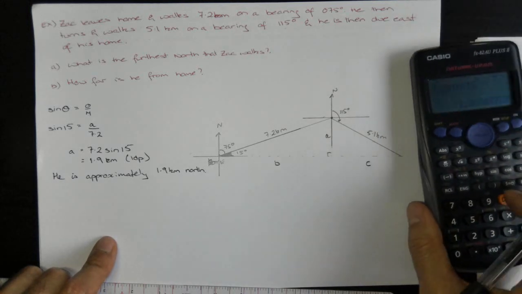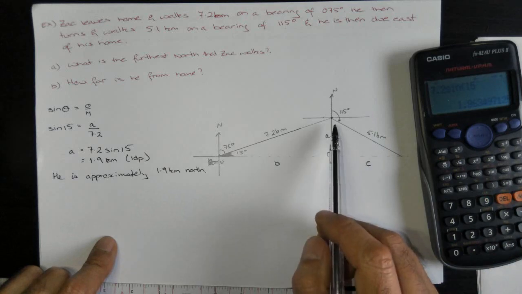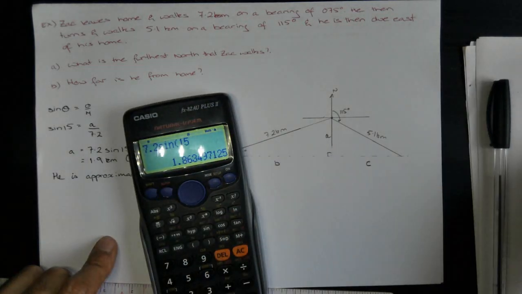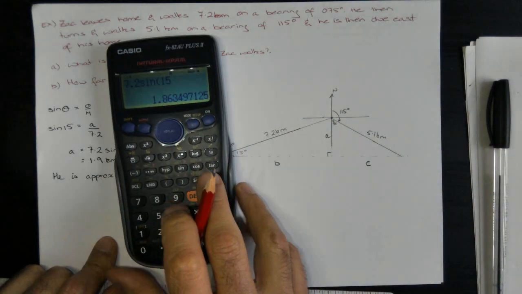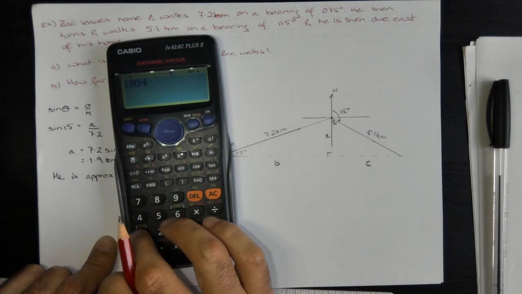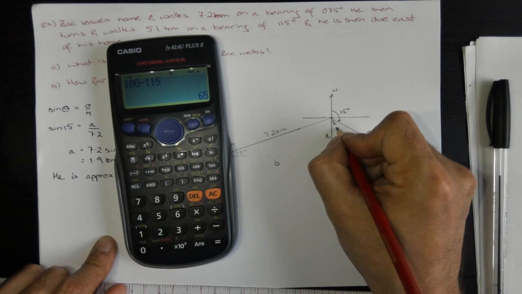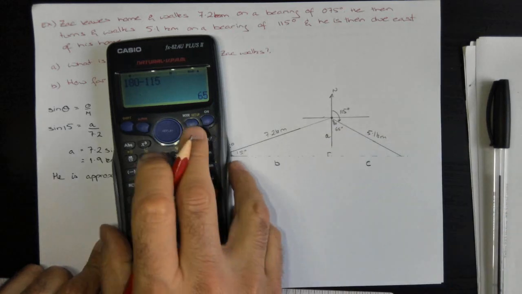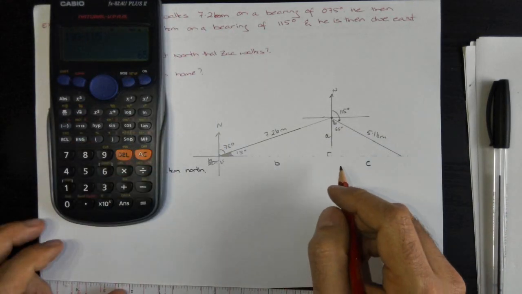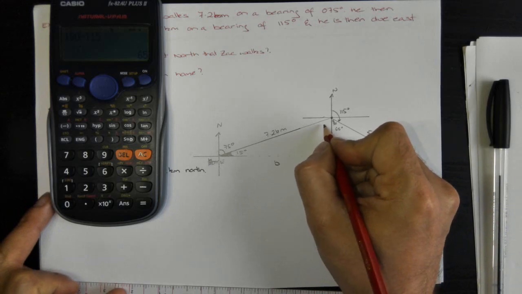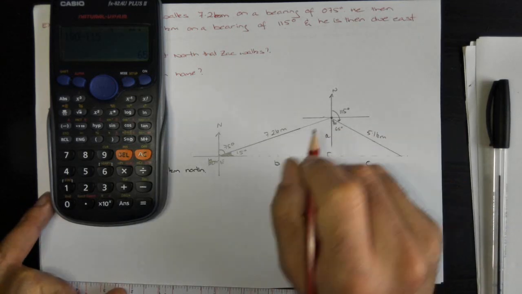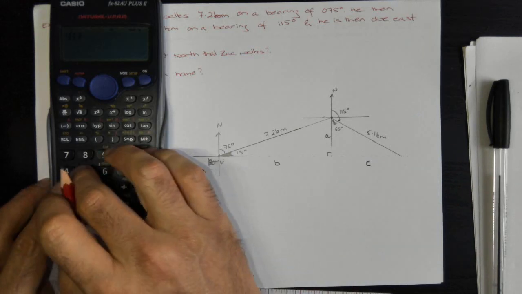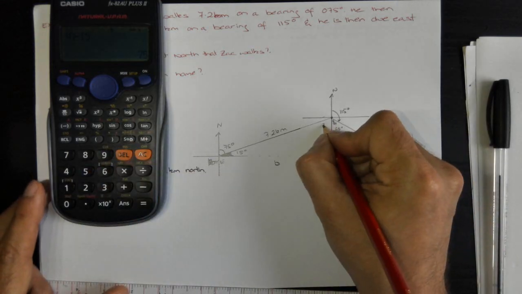Let me just double check one thing. So this angle in here is going to be 180 take away 115. That's 65. And this would be 75. Yeah, 75.